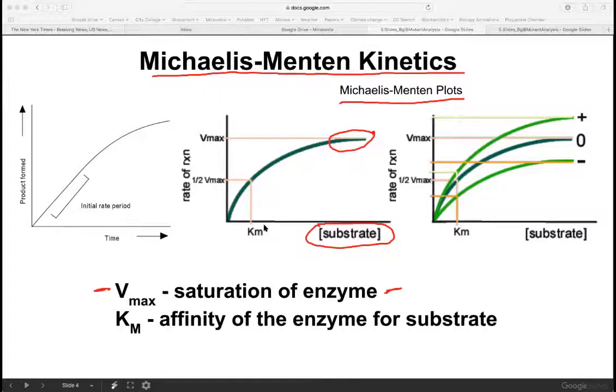Another key parameter that we can get out of this is the Km. Km actually has a technical definition. Km is the concentration of substrate, the substrate concentration that gives half maximal velocity. The substrate concentration that leads to 1/2 Vmax.